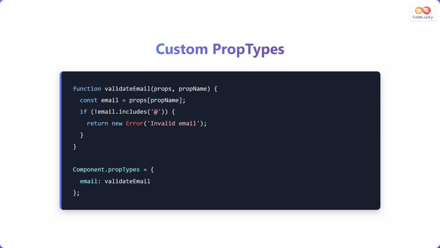For more complex validation, you can define your own custom prop types. Custom validators receive the props, the prop name, and the component name as arguments. You can then perform custom validation logic and return an error if the prop is invalid. The code snippet shows how to define a custom validateEmail function to validate the email format. If the email does not include an @ symbol, it returns an error.